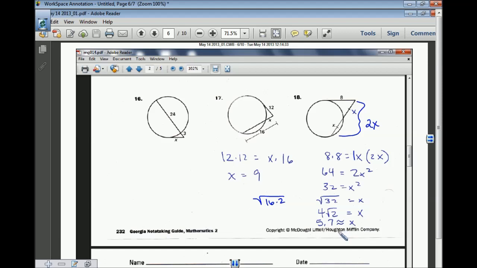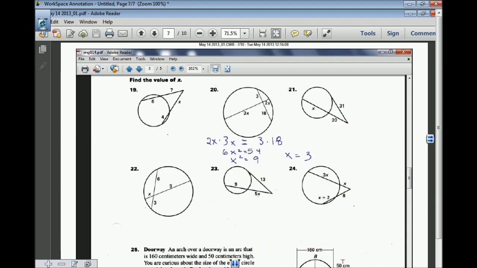Okay, does that make sense for 17 and 18? You had to do number 20 and 25. I left 25 written off the board at the beginning of second period, so if you didn't do it, I won't count off, but it was a good problem. All right, here's number 20. So we multiply our segment parts, and then we get 6x squared equals 54. Divide by 6, we get x squared equals 9. Take the square root, and we get x equals 3, and once again, we don't have the positive and negative here because we're dealing with lengths.